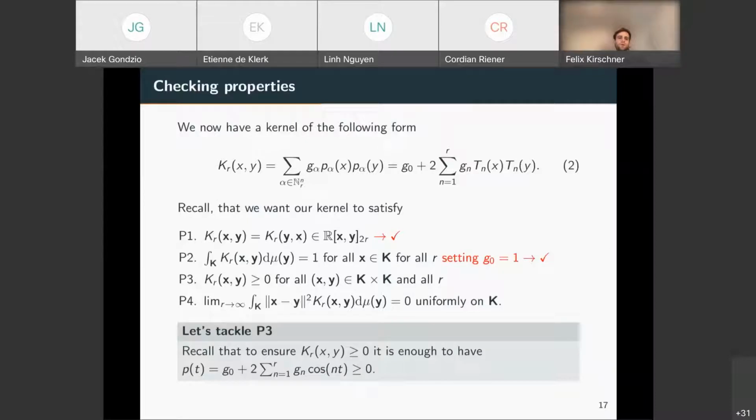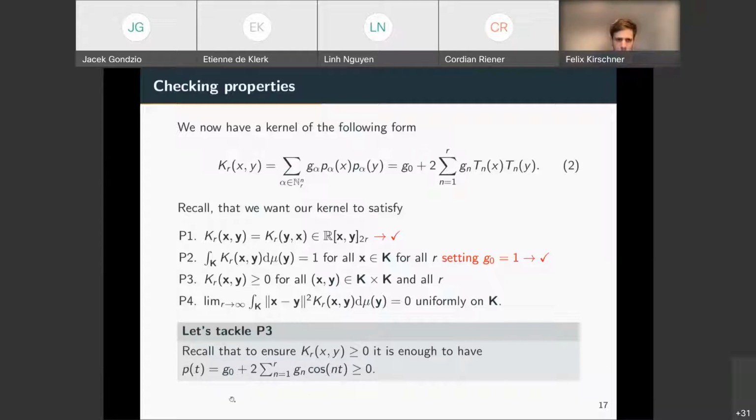Here we have the properties again. So we now have a kernel K_R(x,y) of this form, and recall that these are the 4 properties that we want to satisfy. The first one we get for free, because by construction it's symmetric in x and y. The second property is easy, because we just need to set g0 to be equal to 1, and we get what we want. Now for the third property, you just saw on the last slide that it's enough to have that this trigonometric polynomial here is non-negative. And then we will see what happens with P4 later.